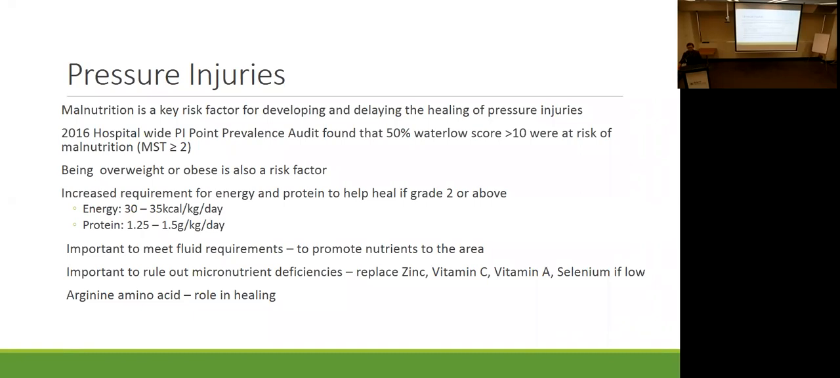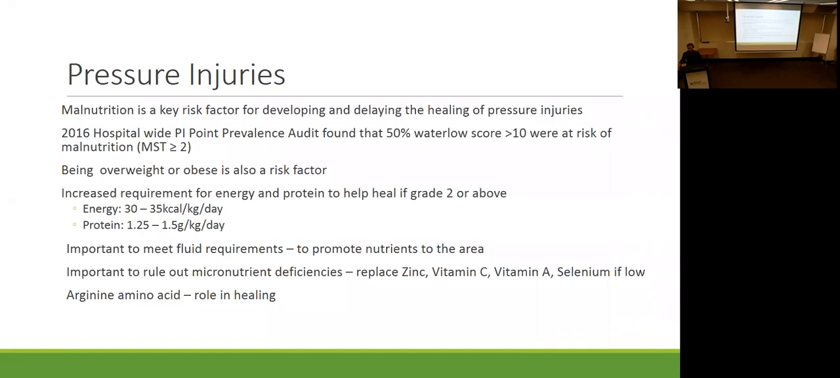It's also really important to make sure that they are meeting their fluid requirements because this helps promote nutrients to the area. And it's important to rule out any micronutrient deficiencies, specifically replacing zinc, vitamin C, A and selenium if these come back low. Arginine is used for pressure injuries 2 and above. It's an amino acid which also has a role in wound healing. It brings nutrient flow to the area.